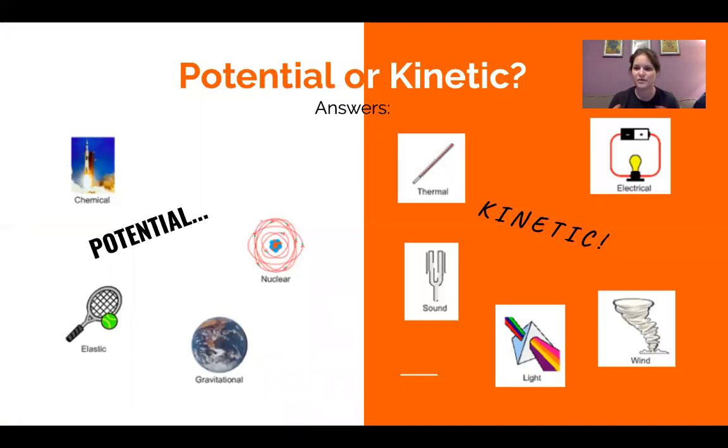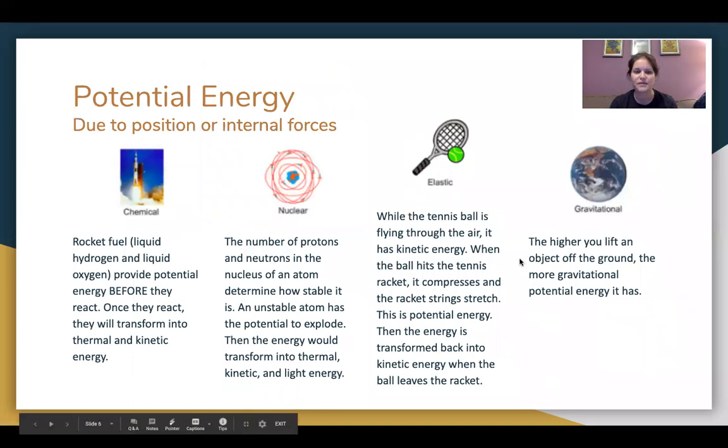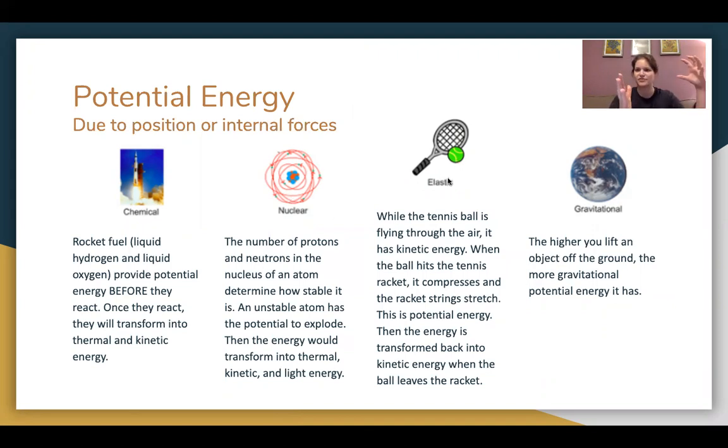We can get a little bit more specific than just potential energy and kinetic energy. Last week we talked about the different types of potential energy and kinetic energy very briefly. So potential energy, again, is due to position or internal forces. You really see internal forces come into play with the nuclear energy or the elastic potential energy with that stretching. And with rocket fuel, it has to do with the chemical potential for the chemical reaction to occur. And then gravitational really is about position of objects relative to each other.